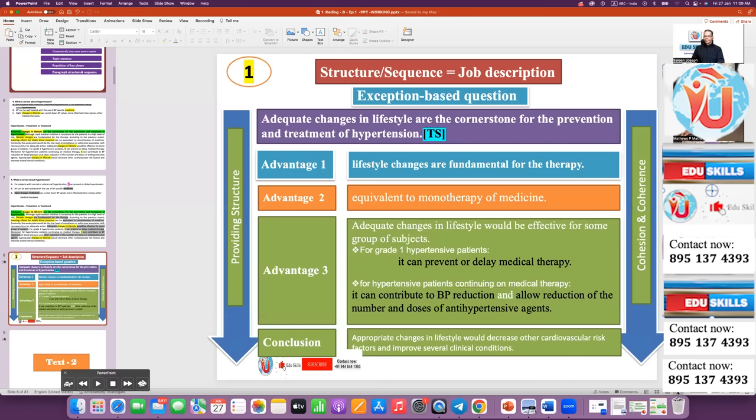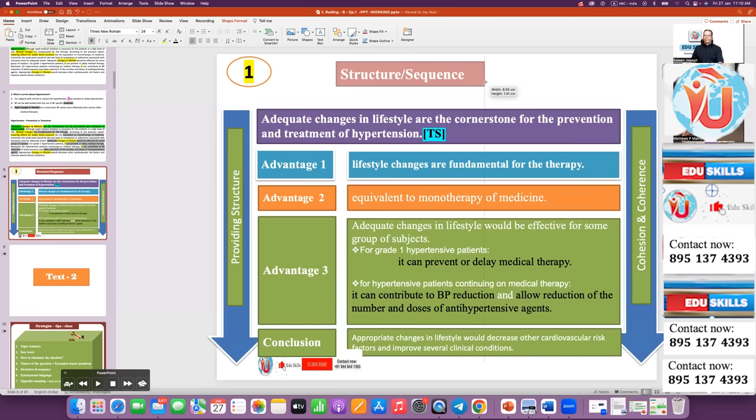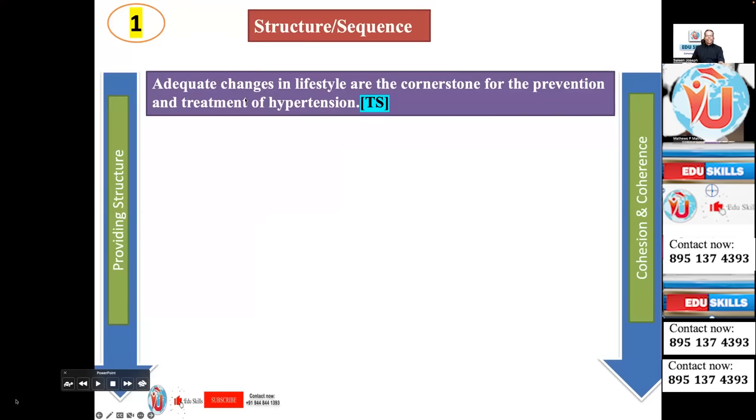Let's look into this one thing. See the structure. I'll just show you that sequence, which is very important in every text, B or C. You have to be mindful of this sequence. This is what I said, structure or sequence. Topic sentences, adequate changes in lifestyle are the cornerstone for the prevention and treatment of hypertension. This is called providing a structure, cohesion and coherence, means the link between the sentences in a paragraph. So adequate changes in lifestyle are the cornerstone for the prevention and treatment of hypertension.